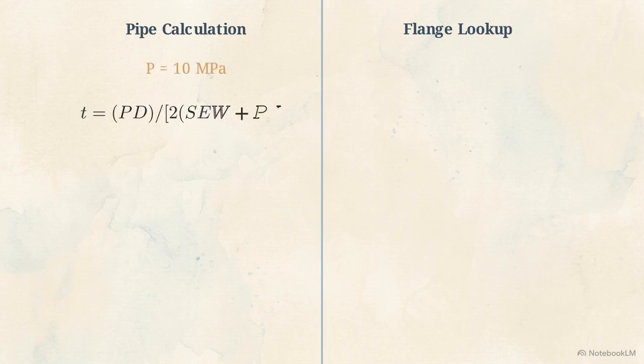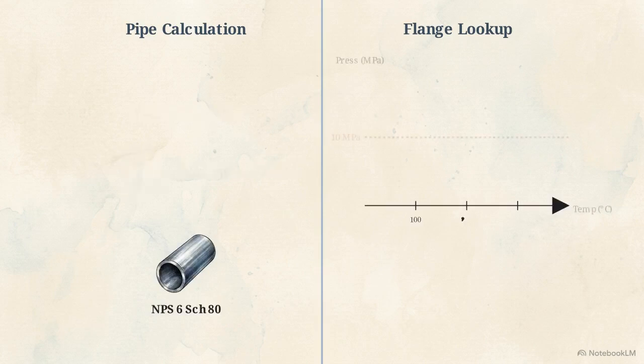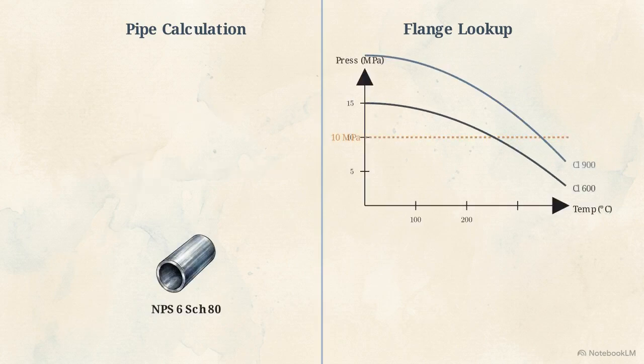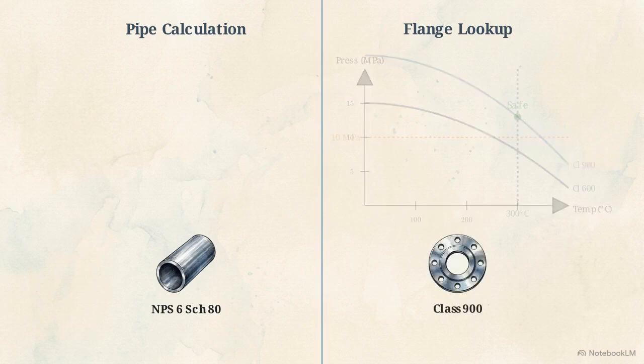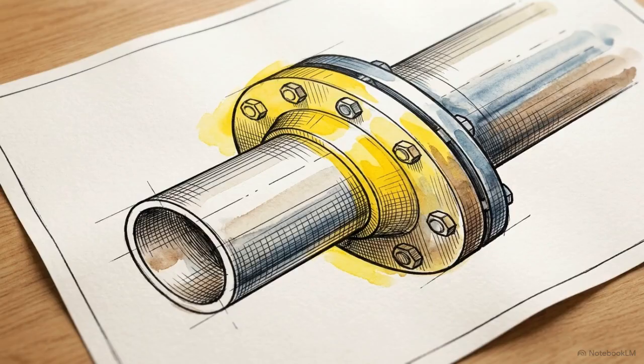On the pipe track, the 10 megapascal requirement feeds into the B31.3 formula. After calculating required wall thickness, the math forces the engineer to round up to Schedule 80 pipe. Meanwhile, on the flange sizing track, the 300-degree temperature derates the steel. The engineer looks at the B16.5 table and sees a Class 600 flange will fail under these thermal conditions, forcing them to select a Class 900 flange instead. The resulting isometric drawing will call for a Schedule 80 pipe bolted directly to a Class 900 flange.